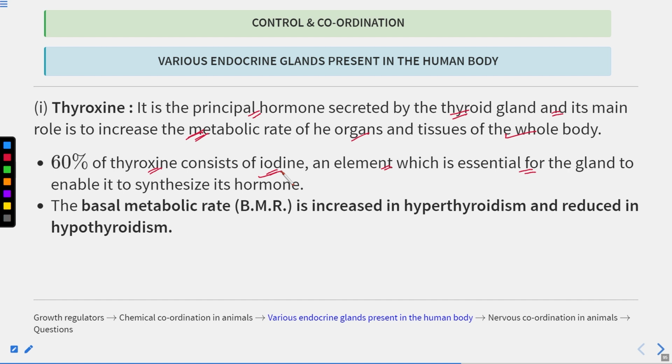Why? Because iodine is required for the synthesis of the hormone thyroxine. Now the basal metabolic rate, also known as the BMR, is the metabolic rate that is calculated in normal conditions. The BMR increases during hyperthyroidism and it reduces during hypothyroidism.